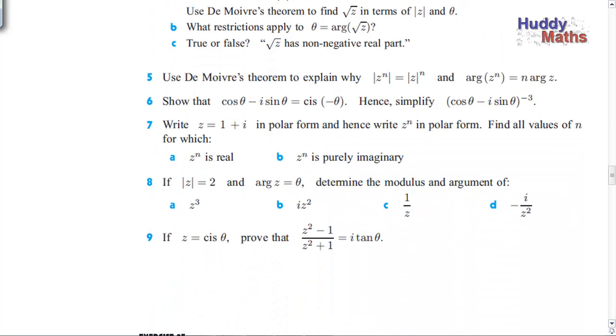Okay, so 5, 6, 7, 8 and 9, you might have a look at some of those. Certainly some of these trickier ones with the proof there. Think about that and how you would handle ones like that. Doing a division there, z squared take 1 over z squared plus 1. Just thinking about that. Okay, let's have a look at the worked solutions now.